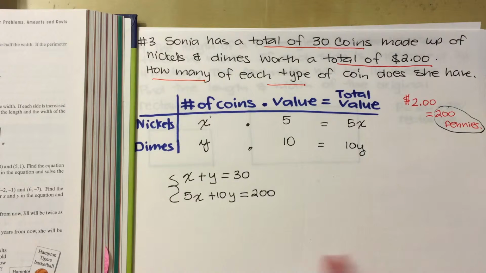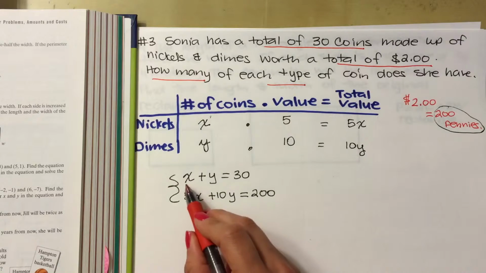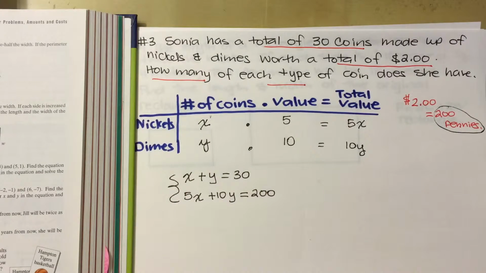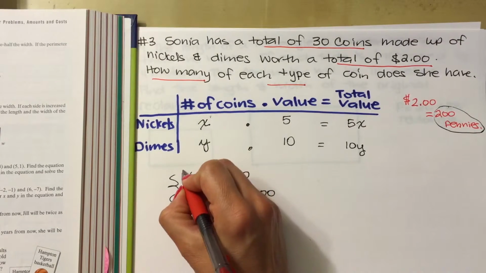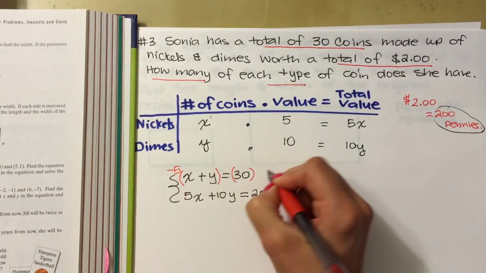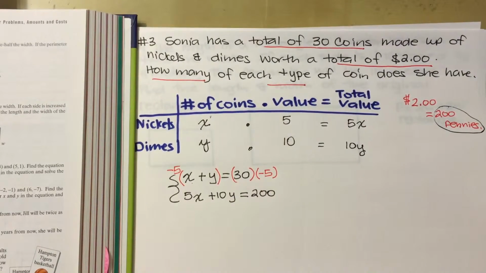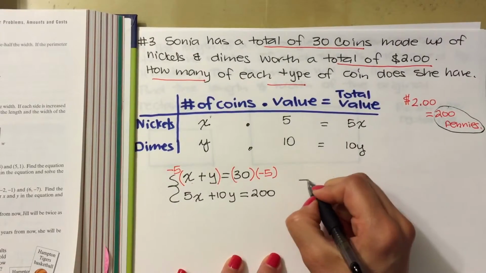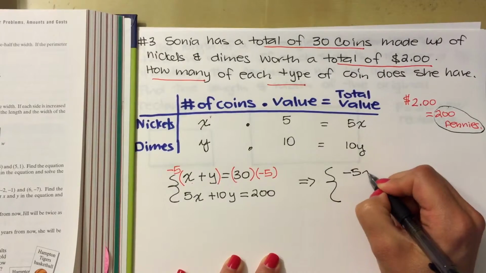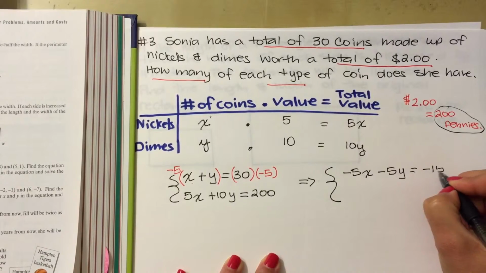I'm going to use the addition method, and I want to eliminate x. So what we're going to do is multiply equation 1 by -5. When you do that, make sure that you multiply the whole equation by -5. So I multiply x, y, and 30. When I do that, I'm going to get another equation. Let's write it out. We're going to get -5x minus 5y is equal to -150.